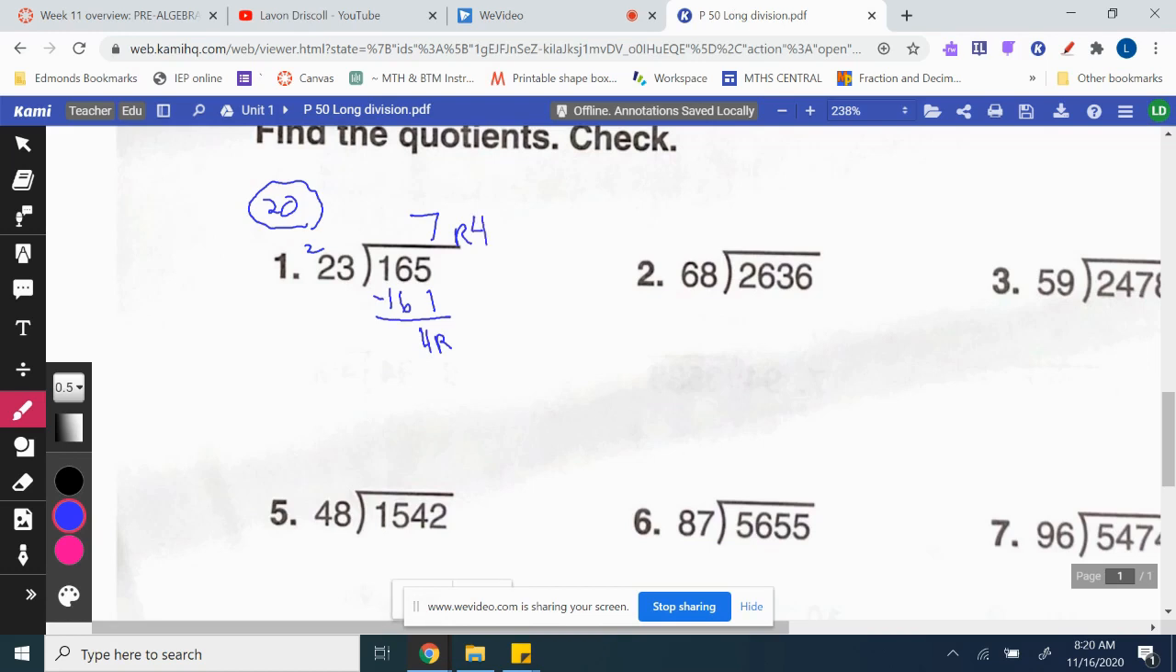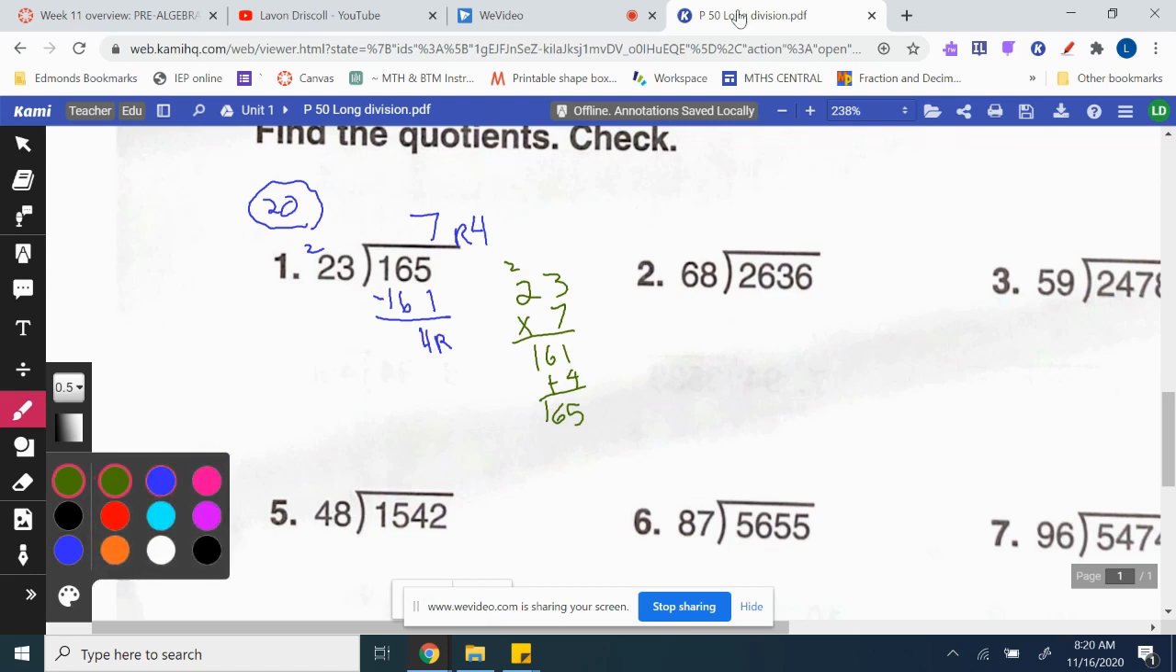And so they say to check. So let's go ahead and try checking. And I'm going to go 23 times 7. That's 21. Carry the 2. 7 times 2 is 14. 161 plus my 4 gives me 165. And I have the same answer.